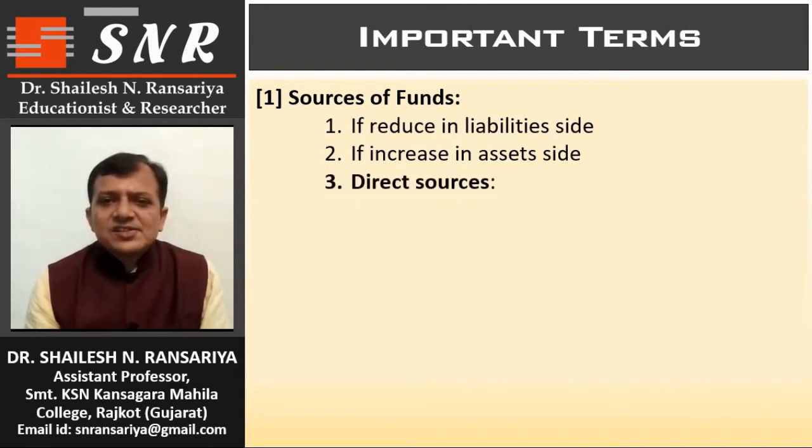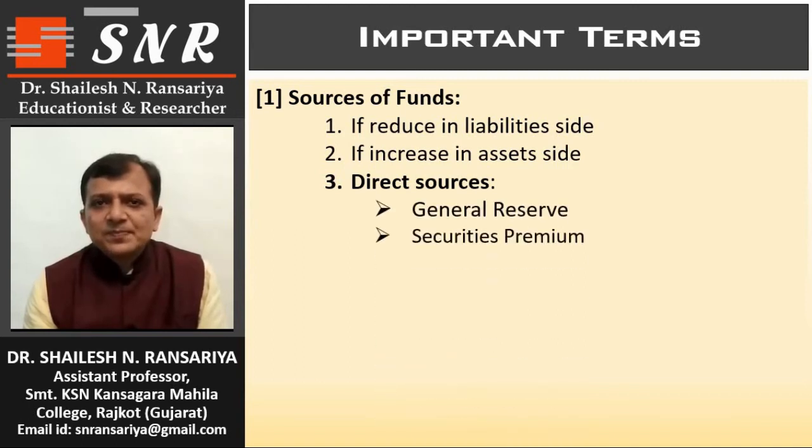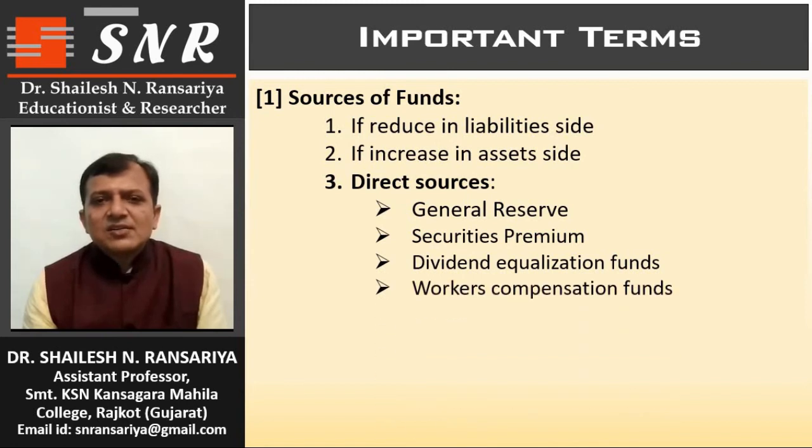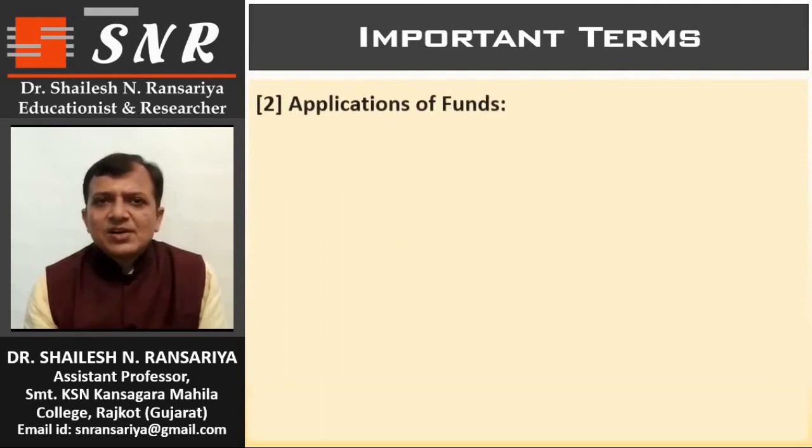And direct sources: if the following balances are available in the balance sheet of the company, they become direct sources for the capital reduction fund. General reserve, security premium, dividend equalization fund, workers compensation fund, capital reserve, profit and loss account credit balance, other reserves and surplus. If any reserves and surplus is given in the balance sheet, it becomes a direct source for the capital reduction fund. Now, the second important point, application of funds.